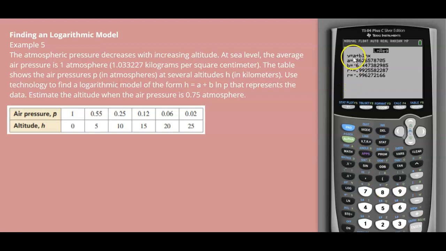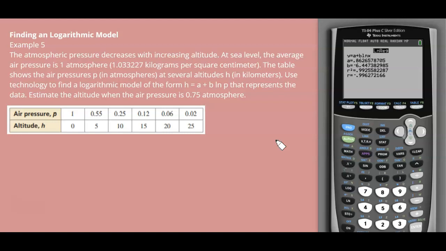And it's going to give me this model. So you can see h equals a plus b ln p. That's given us the same equation, just different variables here for x and y. So y equals a plus b natural log of x. They're just using p for x and h for y in this case. All right, so let's write down this model.